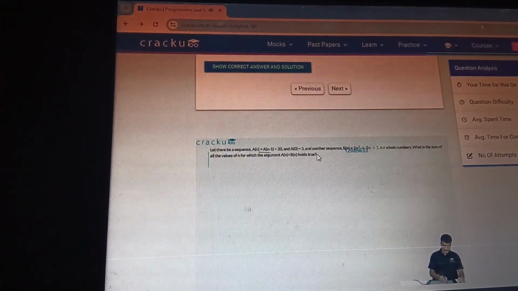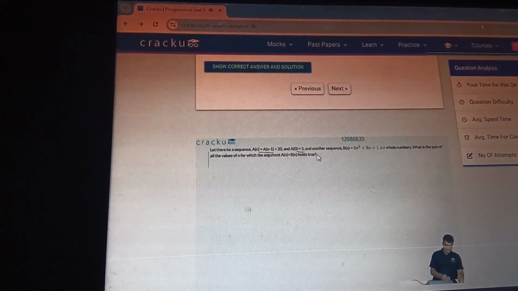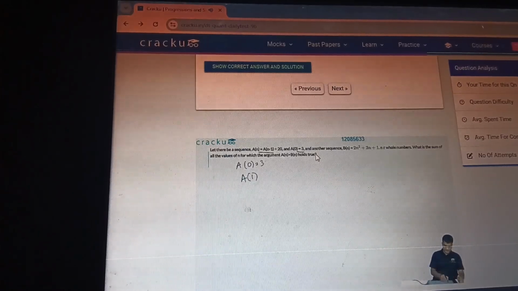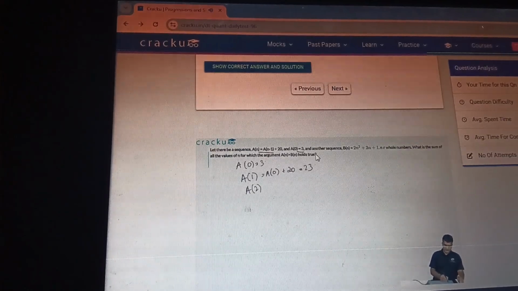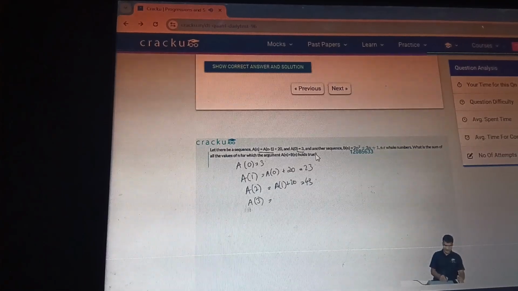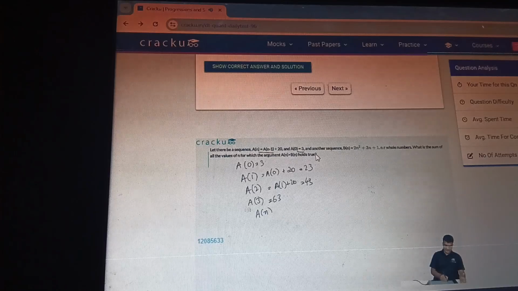We are told that there is a sequence a of n which says that a of n is equal to a of n minus 1 plus 20, and a of 0 is given to be 3. So we have a of 0 equal to 3, a of 1 will be equal to a of 0 plus 20, which is equal to 23, a of 2 will be equal to a of 1 plus 20, which is equal to 43, and similarly a of 3 will be equal to 63 and so on. If you are looking at it, the value of a of n will be equal to 20n plus 3.